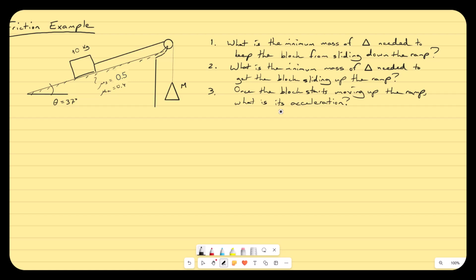Here we go. What's the minimum mass of the triangle needed to keep the block from sliding down the ramp? What's the minimum mass of the triangle needed to get the block sliding up the ramp? And once the block does start moving up the ramp, what's the acceleration?